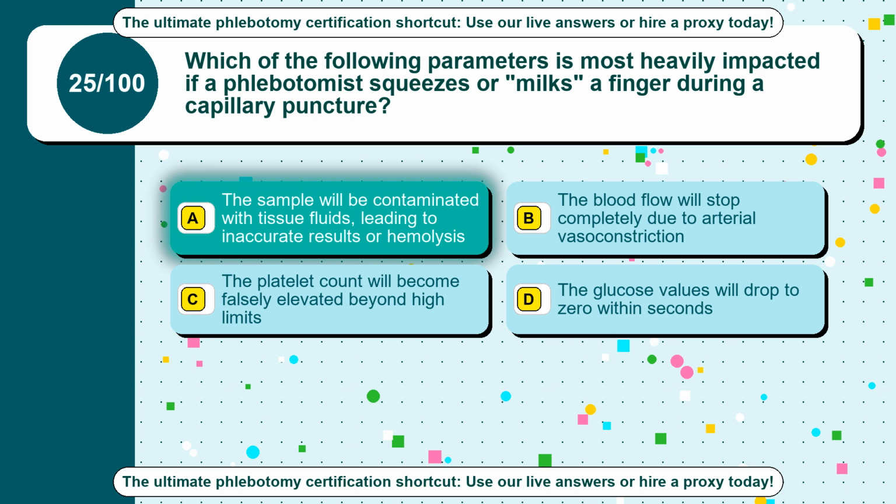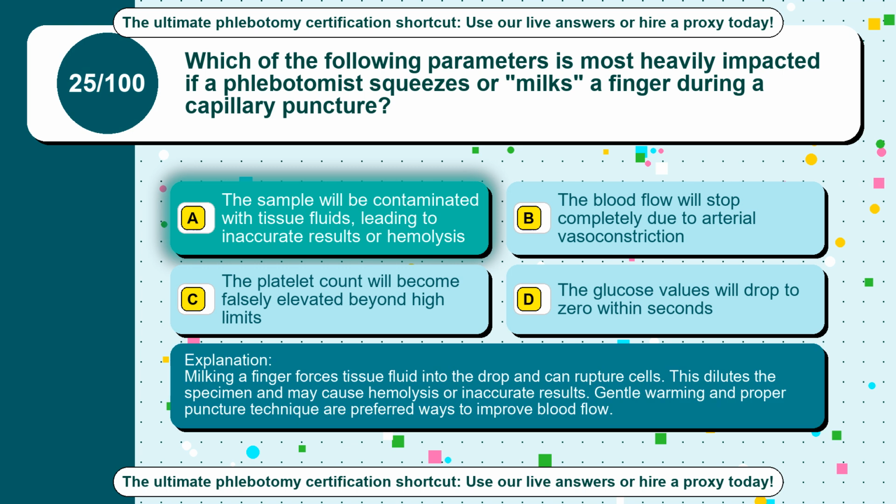The sample will be contaminated with tissue fluids, leading to inaccurate results or hemolysis. Milking a finger forces tissue fluid into the drop and can rupture cells. This dilutes the specimen and may cause hemolysis or inaccurate results. Gentle warming and proper puncture technique are preferred ways to improve blood flow.